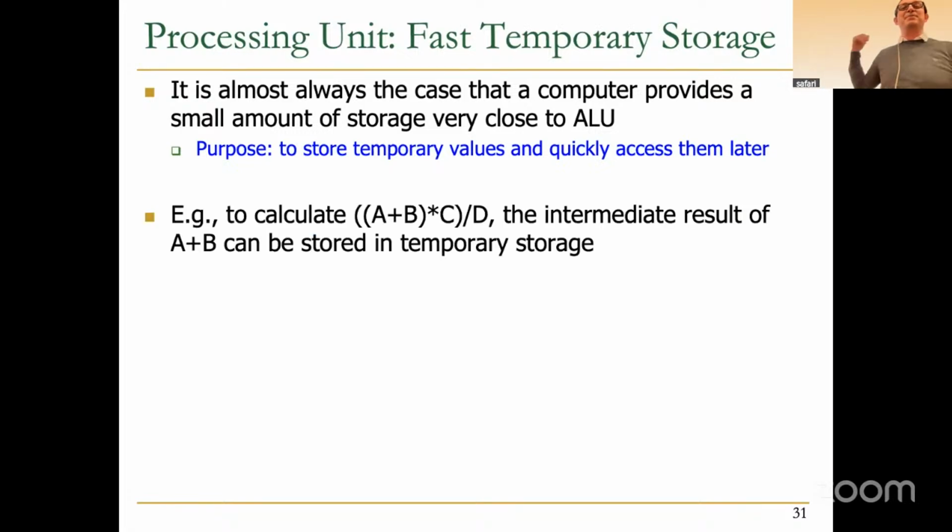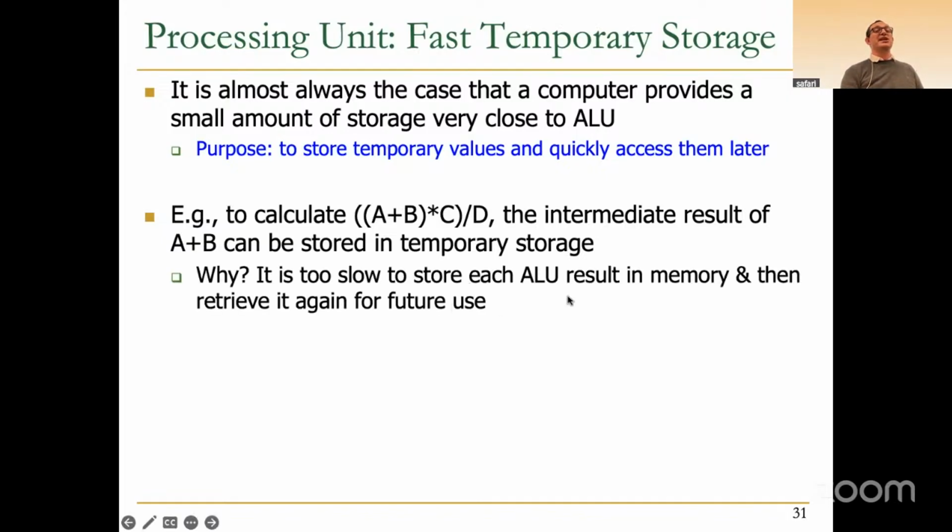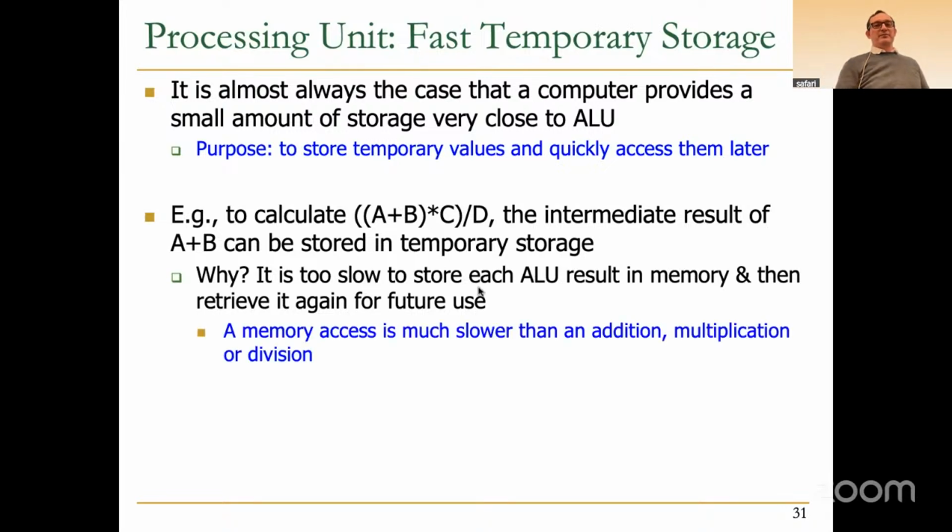Okay, so for example, I'm going to do this calculation, A plus B times C divided by D in that order. You have intermediate results, right? Your intermediate result of A plus B, if you do an add, you can store it in the temporary storage as opposed to writing it back to memory. Because it's too slow to store each ALU result in memory and then retrieve it again for future use. If you had some small temporary storage, a small amount of memory very close, you could do this very quickly. As we have discussed in earlier lectures, a memory access is much slower than an addition, multiplication, or division. That's the key over here.